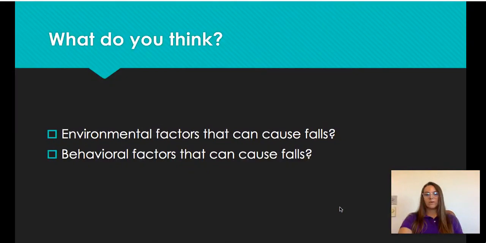So what do you think? I want you in your head to just think about these questions, and we'll review it at the end of the presentation. Environmental factors that can cause falls, what do you think those are? Just come up with at least two and identify what you think those risk factors are. Behavioral factors that can cause falls. Once again, can you think of at least two?